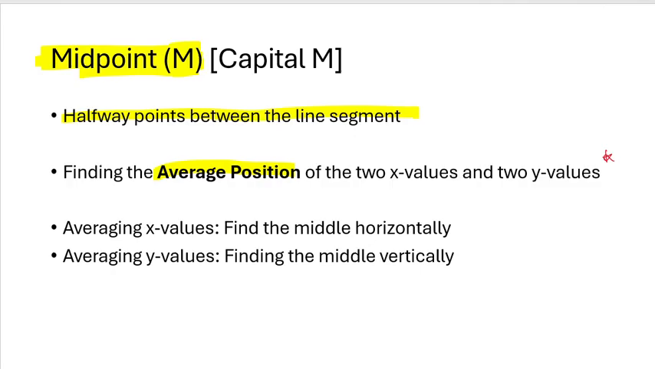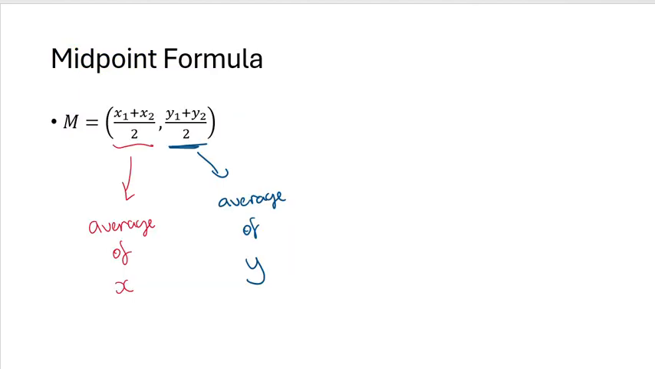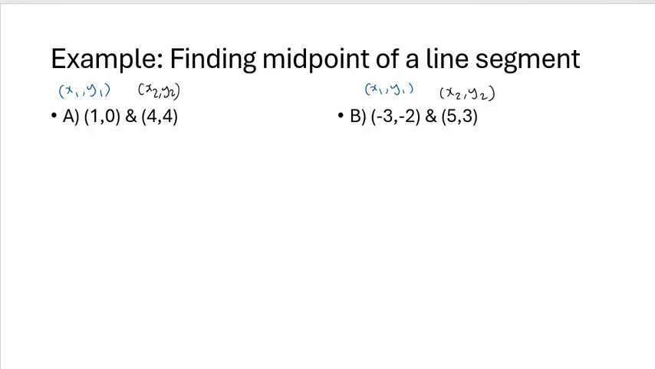Now, there's a formula that we use. This is the formula that we use right here. So capital M equals x1 plus x2 over 2, and that's for the x coordinate. And then you have y1 plus y2 over 2, which is the y coordinate, okay? And it's pretty easy to apply. Let's just get to it. So I'm going to start out by writing the formula.